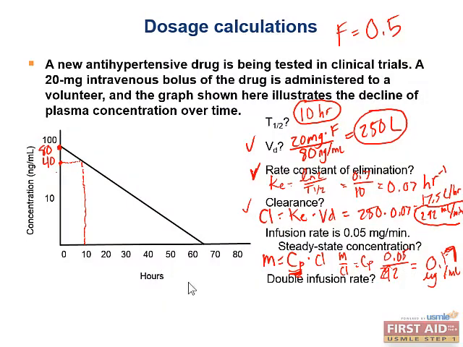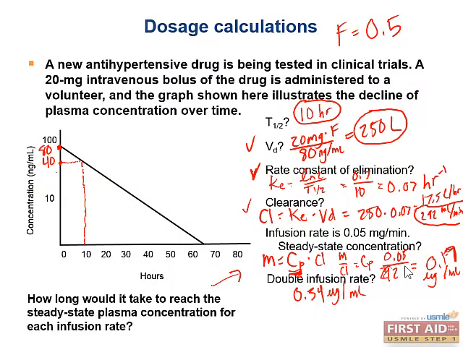Now what happens if we double the infusion rate? If we double the infusion rate, so we turn 0.05 milligrams per minute into 0.1 milligrams per minute, what is going to be our steady state concentration then? Well, our steady state concentration would be 0.1 divided by our clearance. That simply doubles our steady state concentration. So 0.17 turns into 0.34 micrograms per milliliter. If you double the infusion rate, you simply double the steady state concentration.